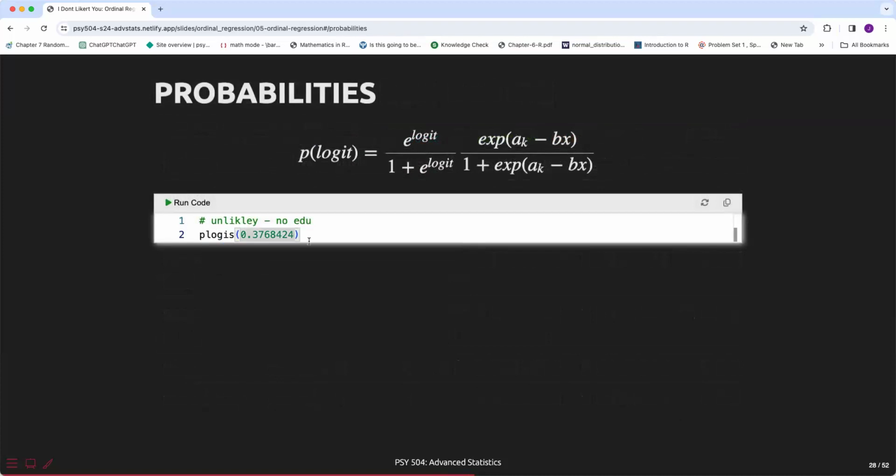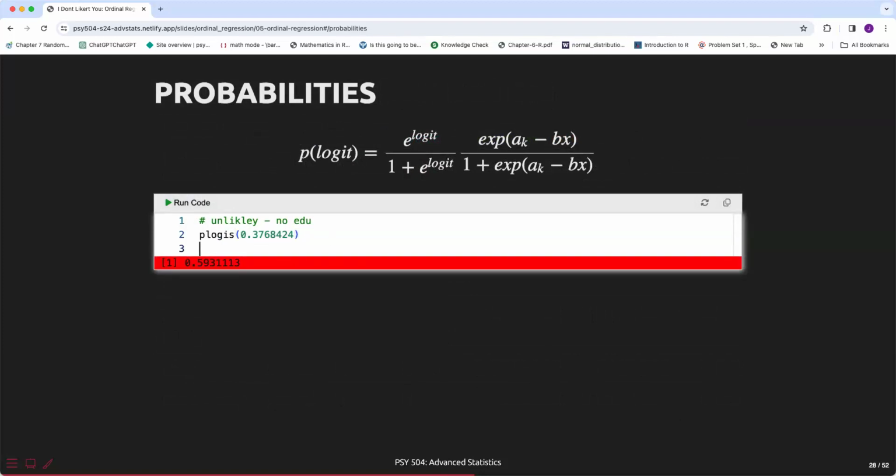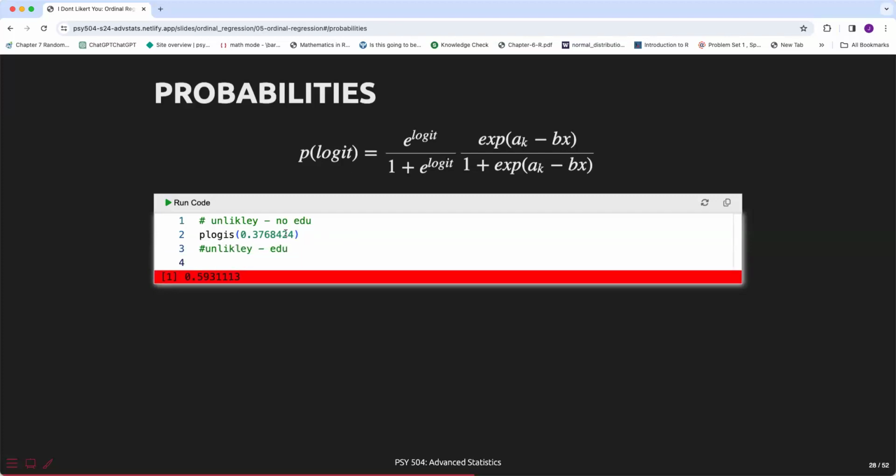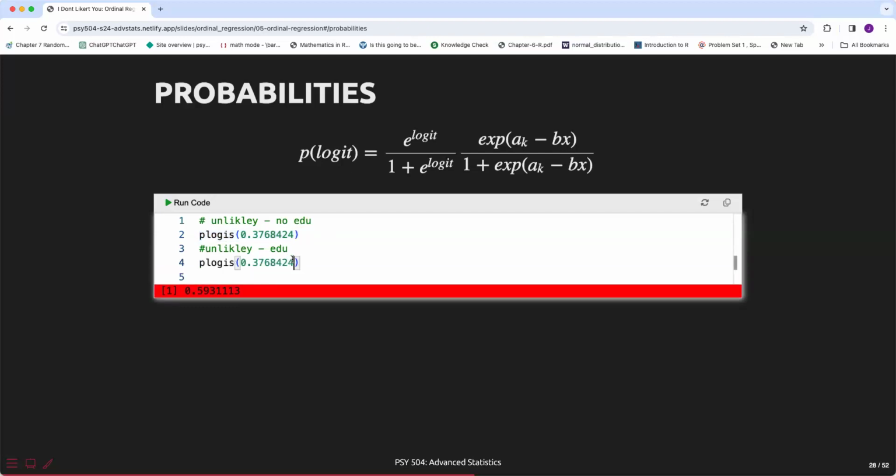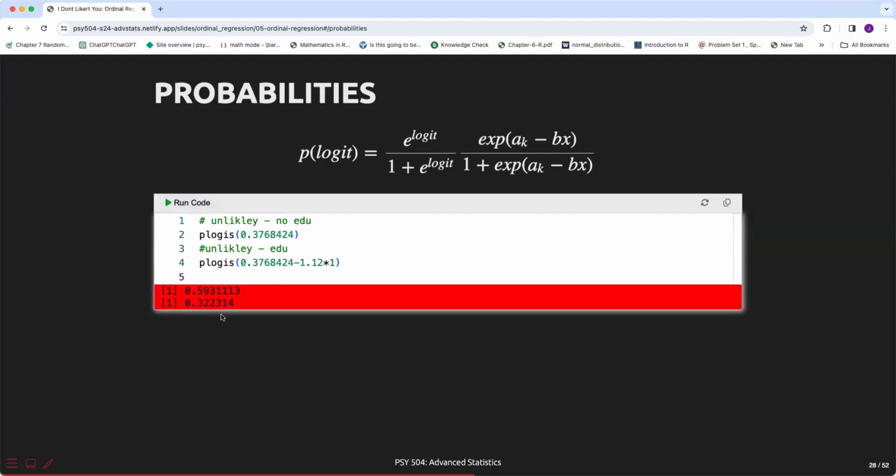We don't have to add anything here because no education is coded as 0. So the slope is 1.12, and if we multiply that by 0, it's just going to cancel out anyway, so we don't need to include that in the output here. We can get our predicted probability by just using the plogis function with the intercept value for the first cut point. What about unlikely educated? Now we just have to add in our slope value, 1.12, and we coded that as 1 if you were educated or went to college. That gives us 0.32.